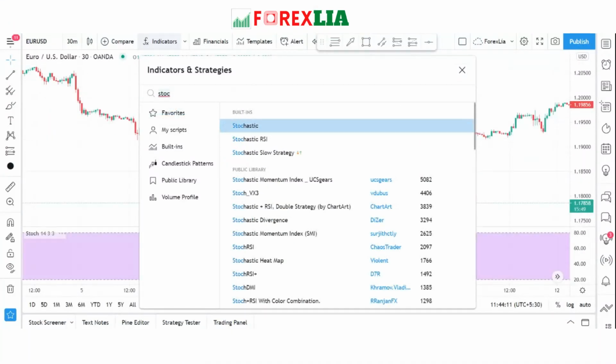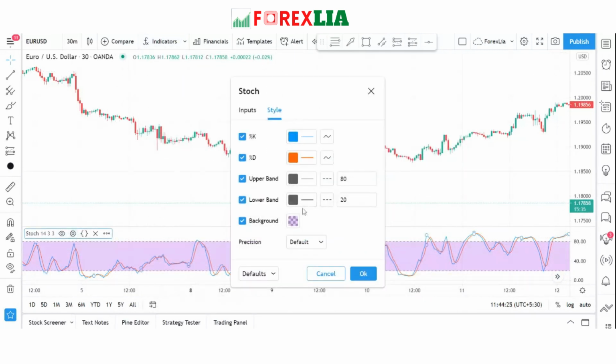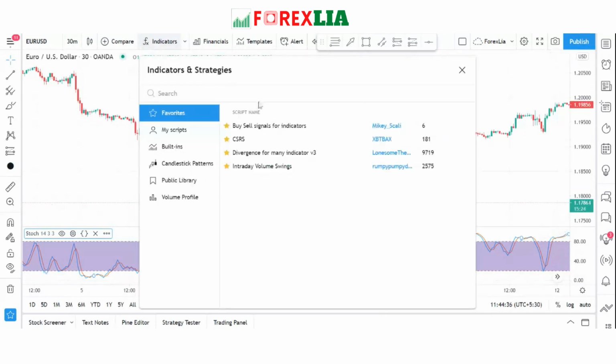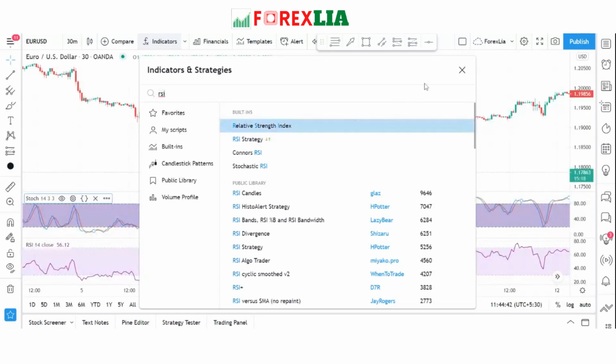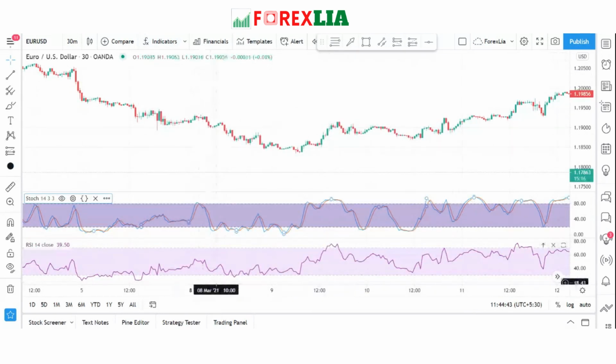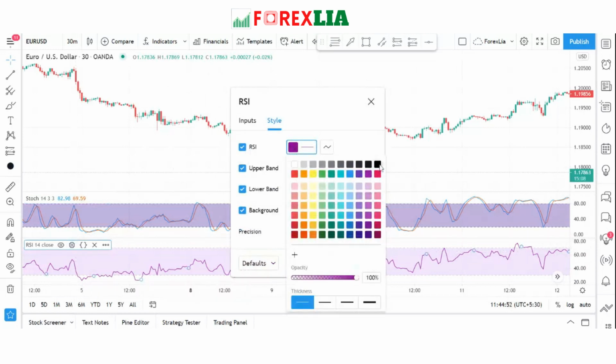The Stochastic is a very simple to use indicator that does a very good job of identifying overbought and oversold levels on the market. And so let's move on to the second indicator for our strategy, which is the RSI. The RSI is one of the most famous indicators used in trading, and a popular way of using the RSI is by trading it as an overbought and oversold indicator.